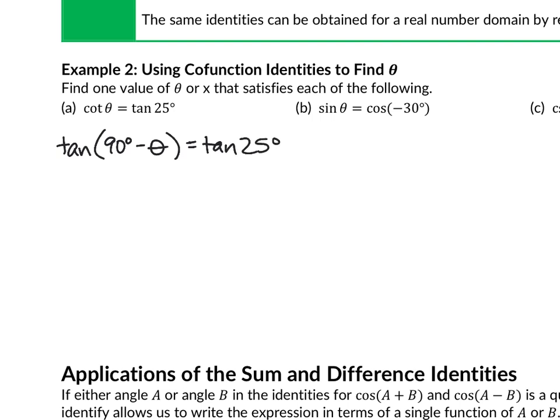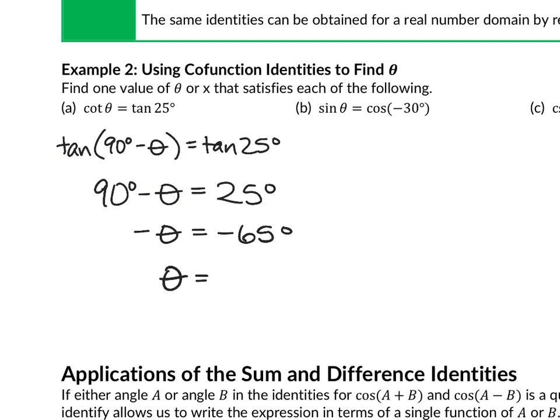I do this because now that both sides say tangent, I can basically just drop the tangent. Because if those are equal to each other, their arguments must be equal to each other. So 90 minus theta must be equal to 25 degrees. Y'all see how I just plucked out the arguments, the numbers? Well, if we solve for theta, that means we subtract 90 from both sides, which is negative 65 degrees. If negative theta is negative 65 degrees, what is theta? 65 degrees.